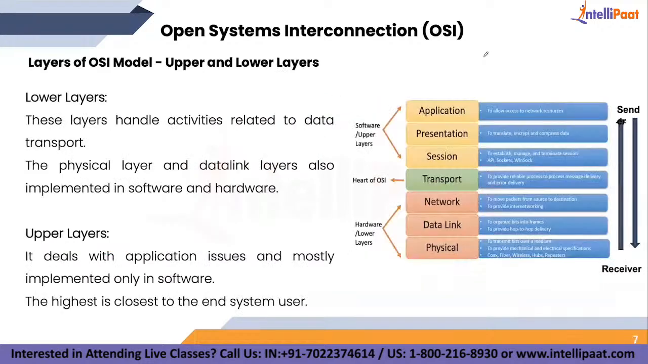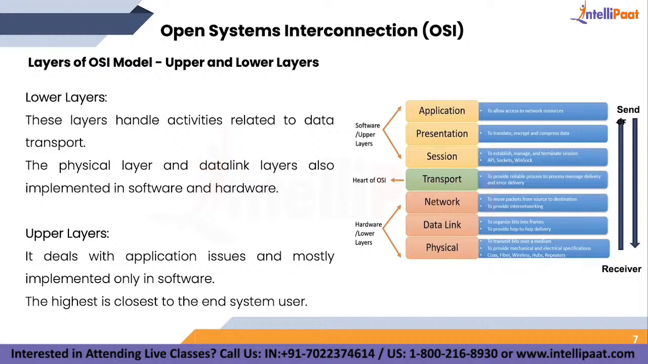So broadly, we can split this into lower layers and upper layers. The lower layers are the physical layer and the data link layer. The physical layer is required to transmit the medium in bits and provides mechanical and electrical specifications, like coax cable, could be fiber, could be wireless, could be hubs and repeaters. Then the data link layer converts data in bits into frames and provides hop-to-hop delivery. So that's the activity that takes place in the data link layer and the lower layers.